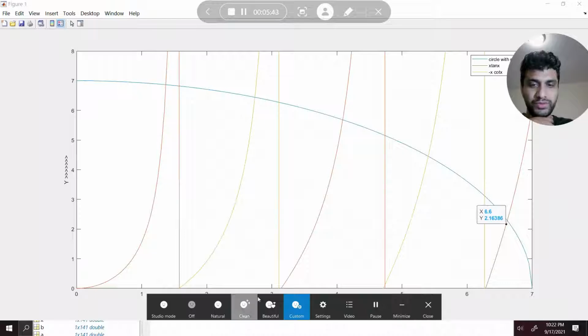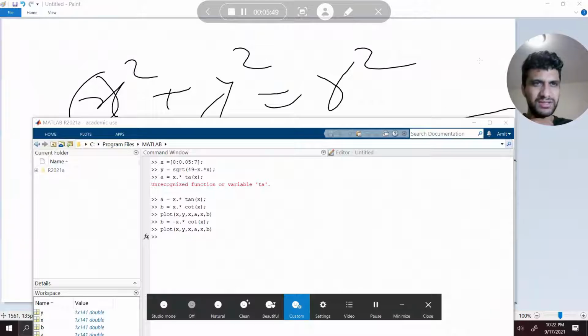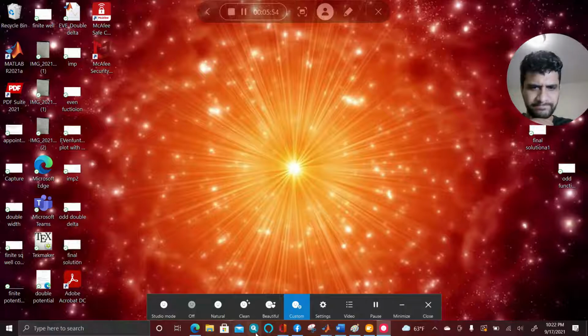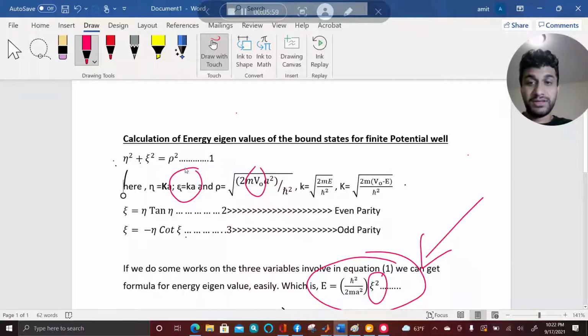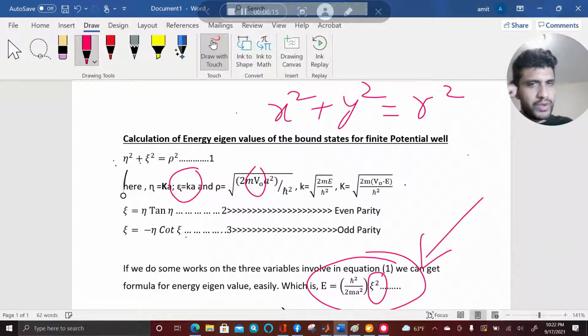Before going to MATLAB, I want to show you how we can solve this graphically. You can see equation 1. Equation 1 is the equation of a circle with a radius rho. It's like x squared plus y squared equals r squared, where in place of x you have eta, in place of y you have xi, and in place of r you have rho.